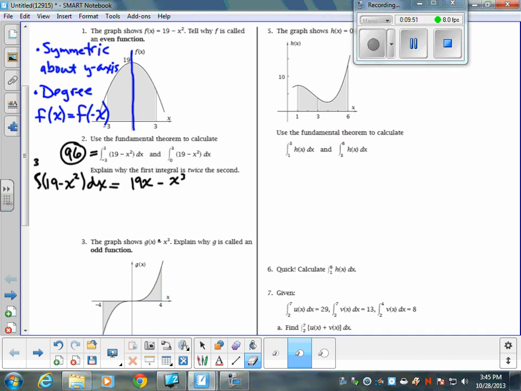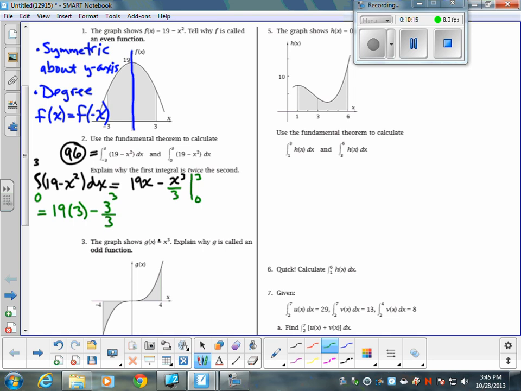So now I'm starting from 0 and going to 3 of 19 minus x squared. The antiderivative is the same, so 19x minus x cubed over 3, and I'm going now from 0 to 3. So I'm going to plug that information in. I have 19 times 3 minus 3 cubed divided by 3. Plug in a 0, and I just get a 0 because 19 times 0 is 0, and 0 cubed is 0. So that's going to give me my same numbers that I've been working with, 57 minus 9, which is 48. And how are these two values related?